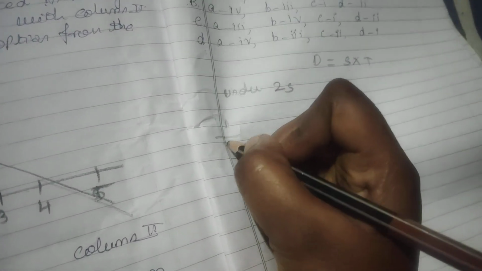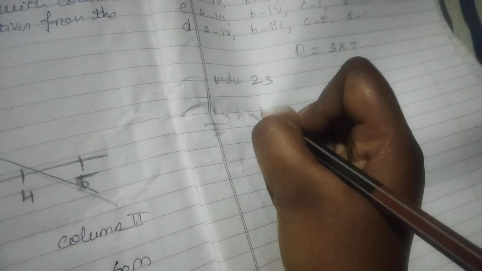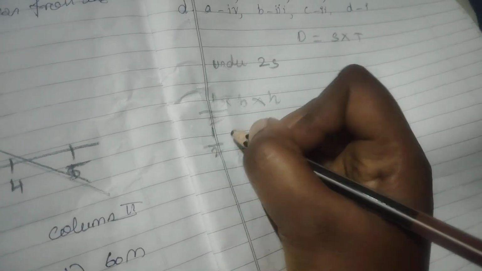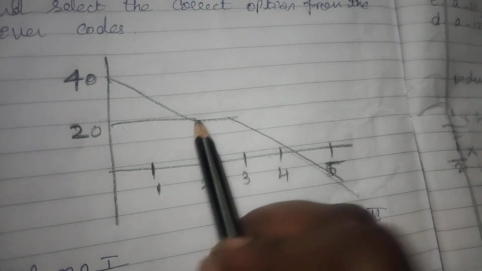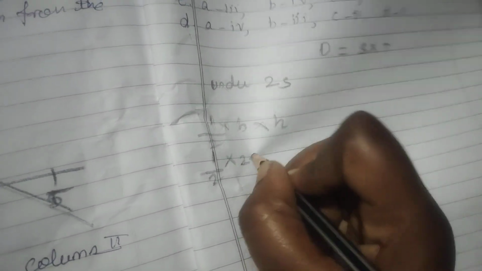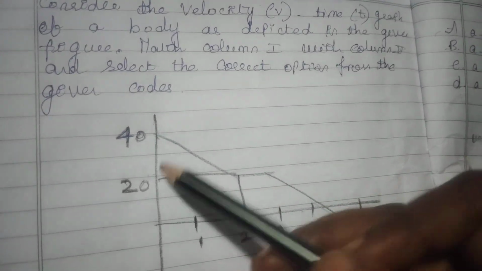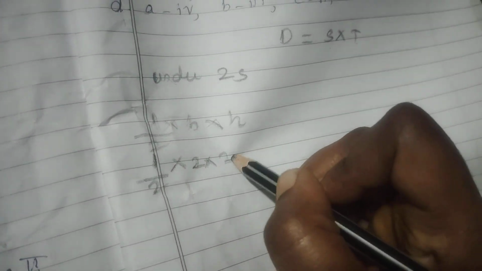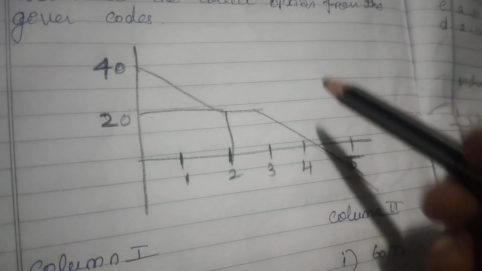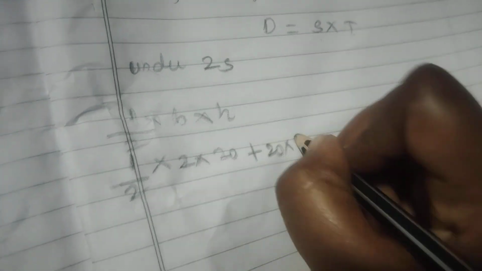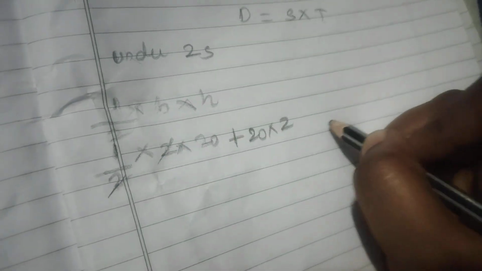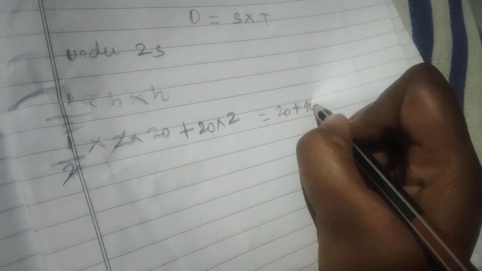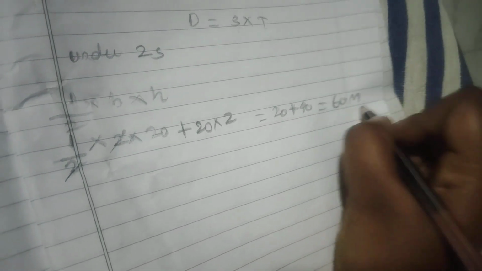So what is the area of this triangle? Area of this triangle is equal to half into base into height. That is half into, what is base? 2, and what is height? 40 minus 20, plus this area of rectangle, length into breadth, that is 20 into 2. So we get 20 plus 40 is equal to 60 meter.